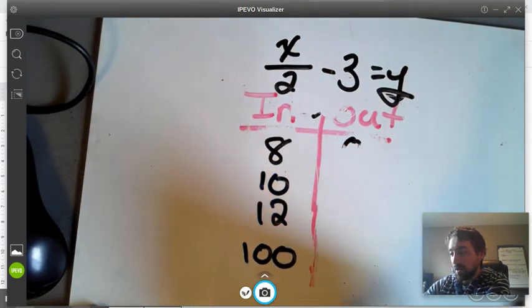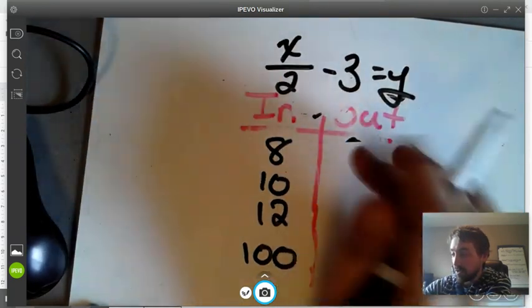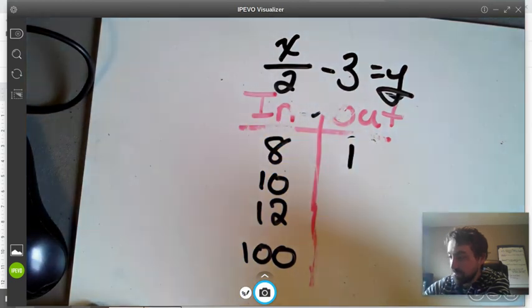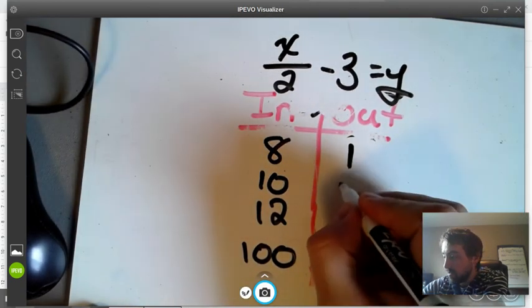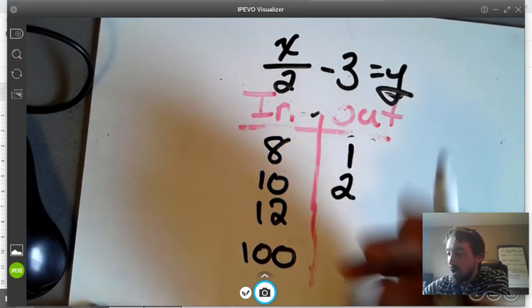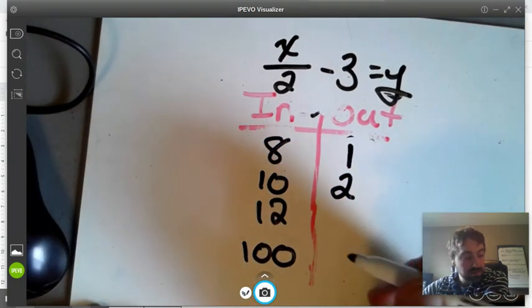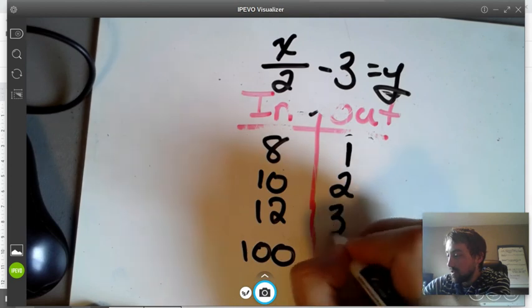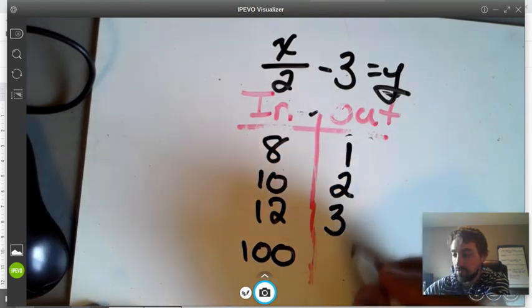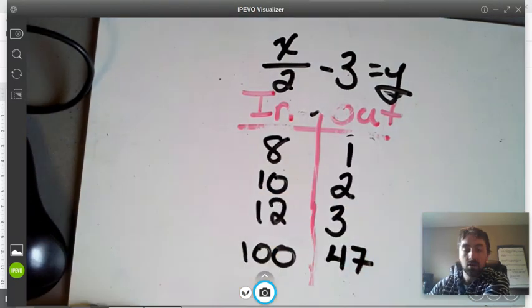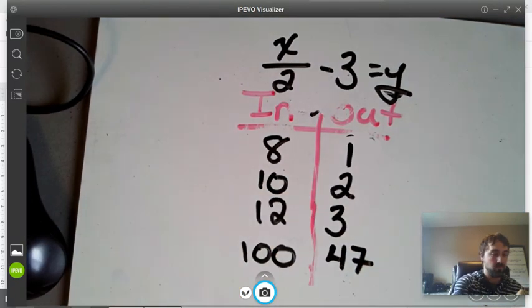8 divided by 2 is 4, minus 3 is 1. 10 divided by 2 is 5, minus 3 is 2. 12 divided by 2 is 6, minus 3 is 3. 100 divided by 2 is 50, minus 3 is 47. So there's our completed chart.